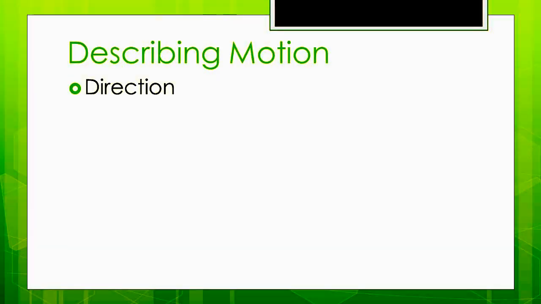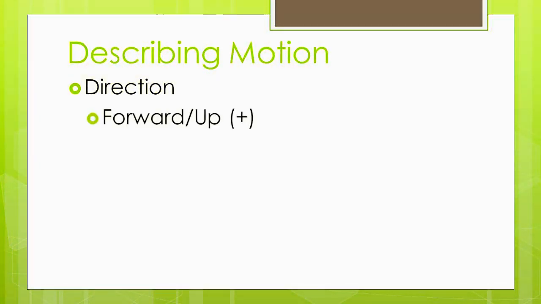When we describe motion, we need to think in terms of direction and the type of acceleration. In this case, we have direction, which can be forward or up. That'll be a positive direction. Remember, we're dealing with only one dimension right now, so we only have up or down. Backwards or down would be negative. So a scenario could go forward, which would be positive, up, which would be positive, or backwards, which would be negative, or down, which would be negative.